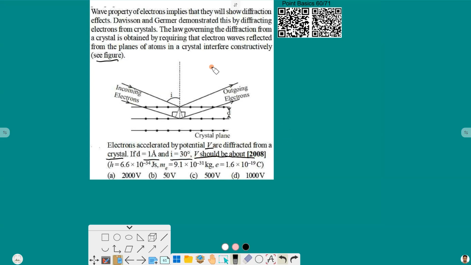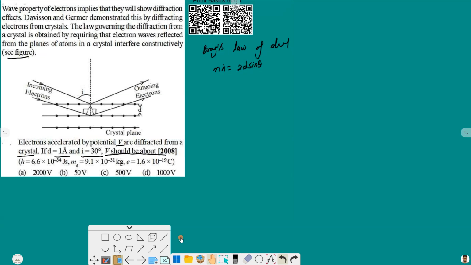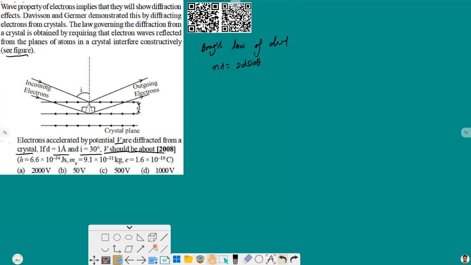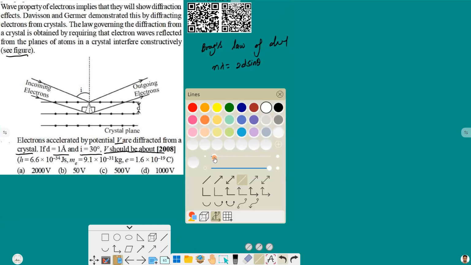Now, what are we going to use here? We are basically going to use Bragg's law of diffraction, and for that the condition is n lambda equals 2d sine theta. Let us derive it so that there is no doubt regarding how this relation comes.